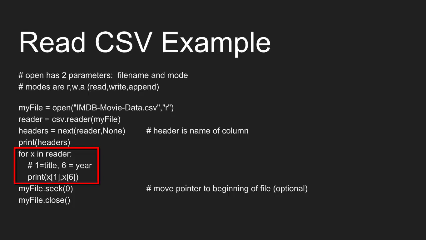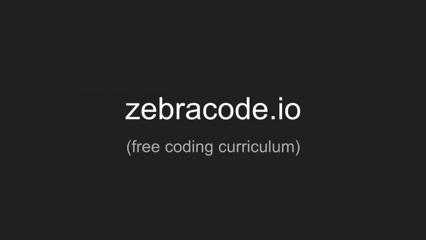The seek method brings us to the beginning of the file. It's optional. If you're going to go through the file multiple times, you're going to need to go through the file and then restart it, or reset the pointer to the beginning, and go through it again. And at the very end, we want to close the file. So that's some sample code associated with reading a CSV file.